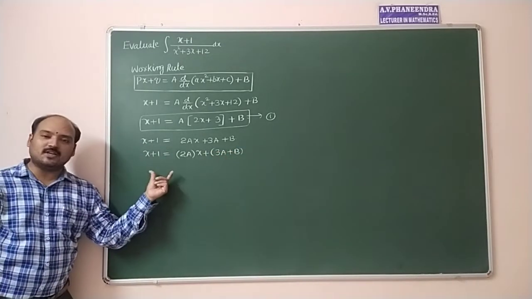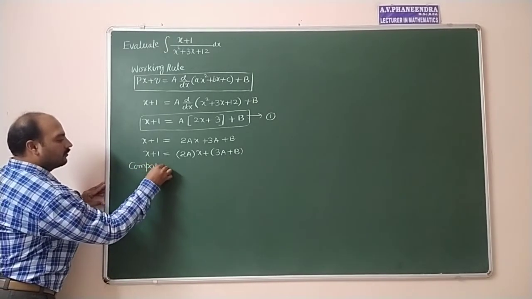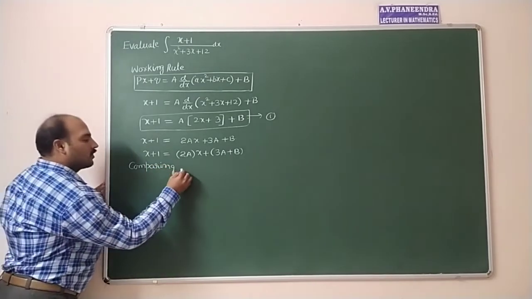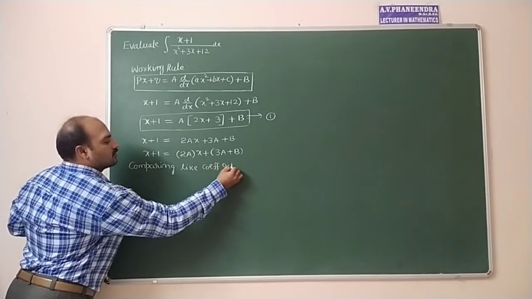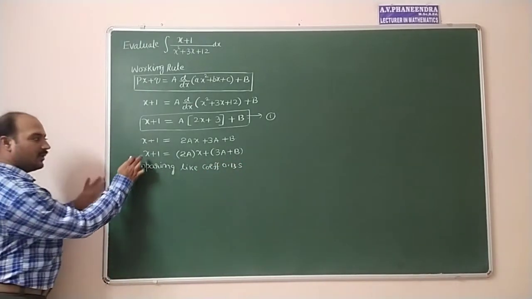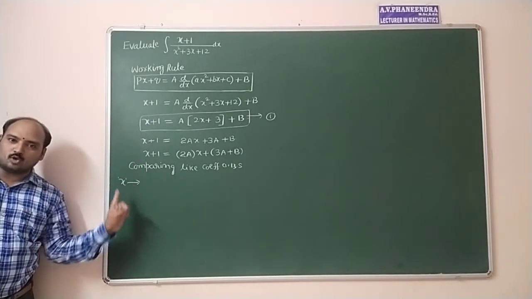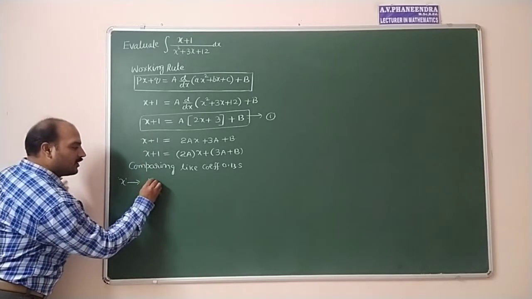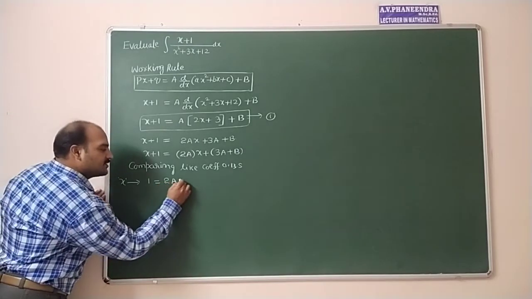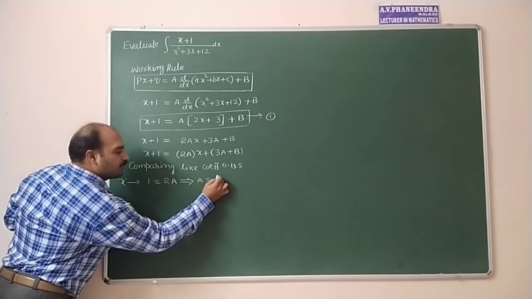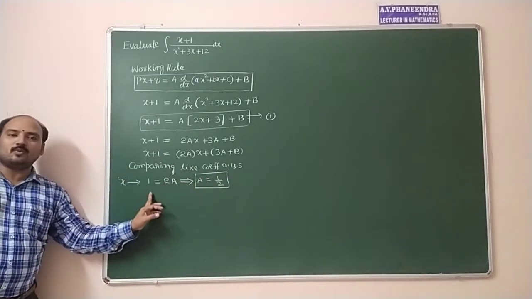Comparing like coefficients on both sides. So here, the x coefficients, giving an arrow mark means we are comparing the x coefficients on both sides. Here the x coefficient is 1, here the x coefficient is 2A. That implies that A is equal to 1 by 2.